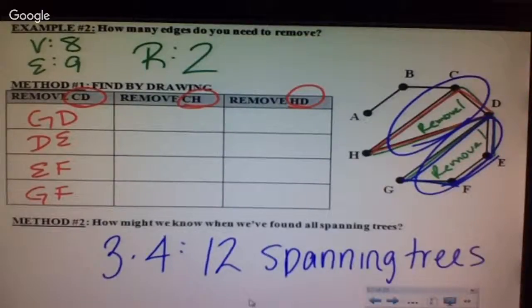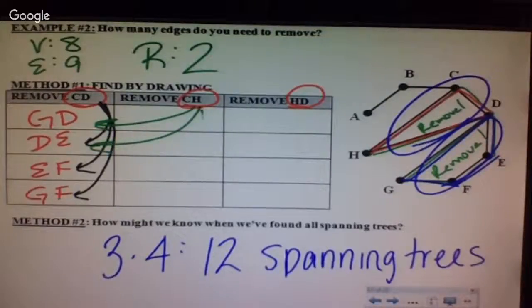So these are my options. I can remove CD and GD. Or I can remove CD and DE. I could remove CD and EF. I can remove CD and GF. So those are 4 options. Then I can move over. I can remove CH and GD. CH and DE, CH and EF, CH and GF.